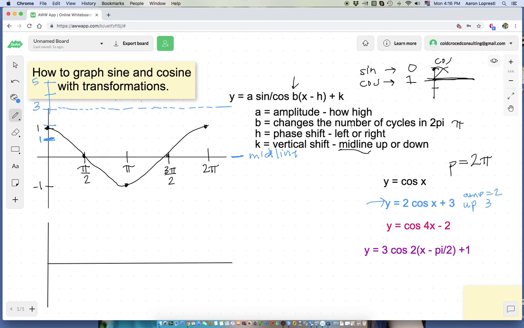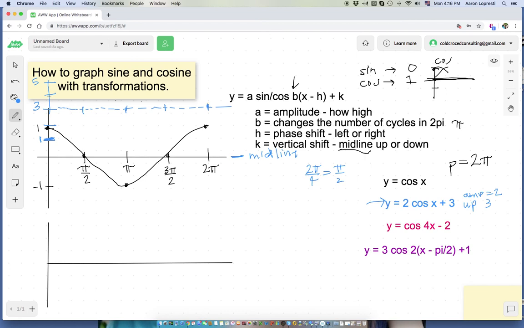I don't have any changes in the period. It's still 2 pi. Remember, that's what that B does, it changes how smooshed in or how wide it gets. So again, I have my landmarks here, here, here, and here. So I call them 4 landmarks. And you'll know if you take the period and divide it by 4, so here 2 pi divided by 4 is pi over 2. That's how much each step from one landmark to the next is.